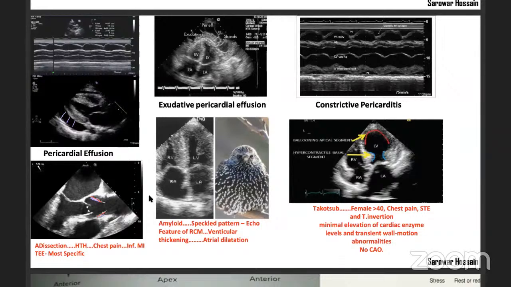Okay, next constrictive pericarditis. This I don't know, to be frank. By echo, I've still not learned how to diagnose constrictive pericarditis. I have no idea. I think we'll leave it. RV dilatation is important in this case, and your septal deviation during, what do they say, systole.